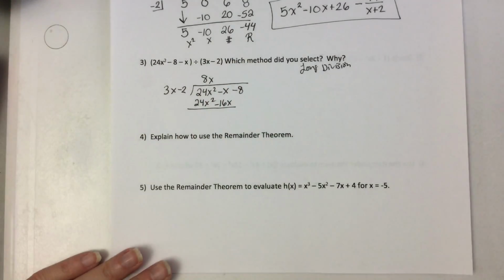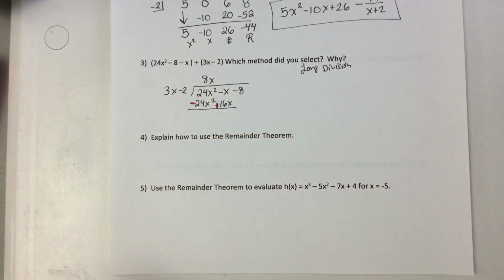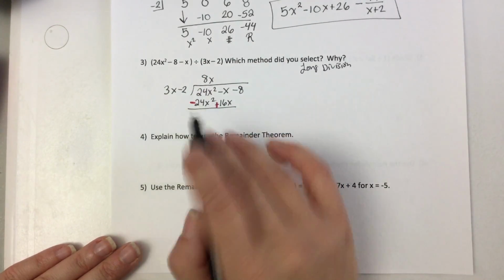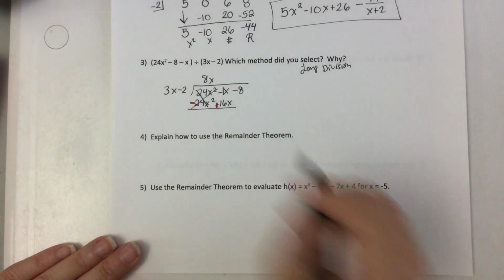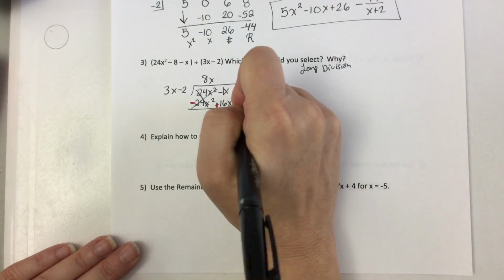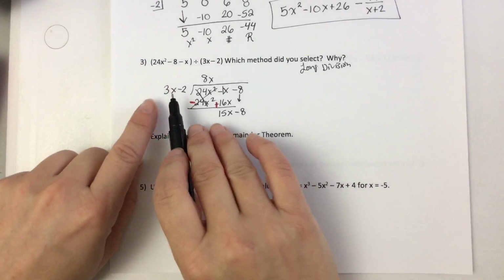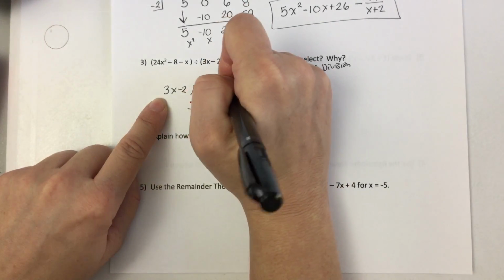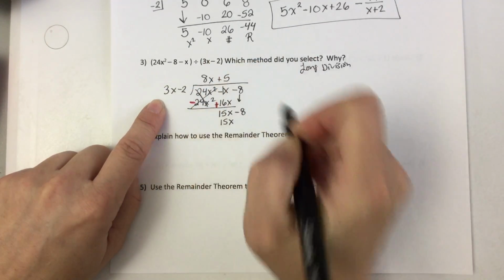In order to cancel the first term, I change the signs of all of the terms in the second row. Positive 24x squared, negative 24x squared, that cancels. Negative 1x plus 16x is 15x. Carried down my minus 8, start again. I need 3x to become 15x. What I need to do is multiply it by 5. 5 times 3x is 15x.